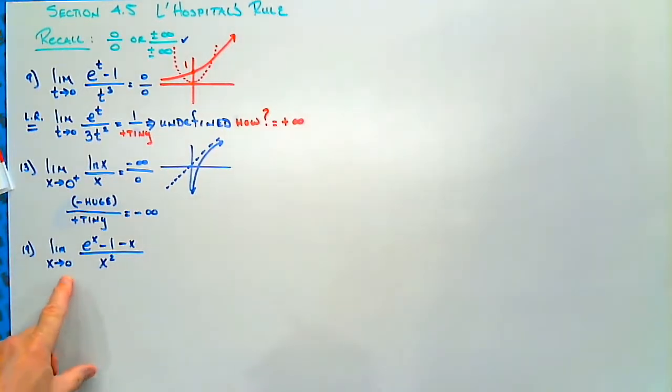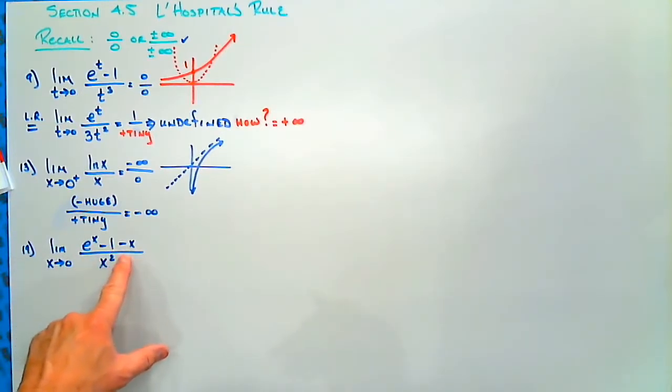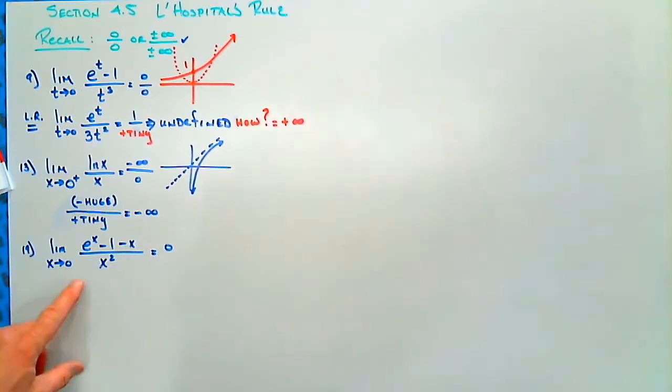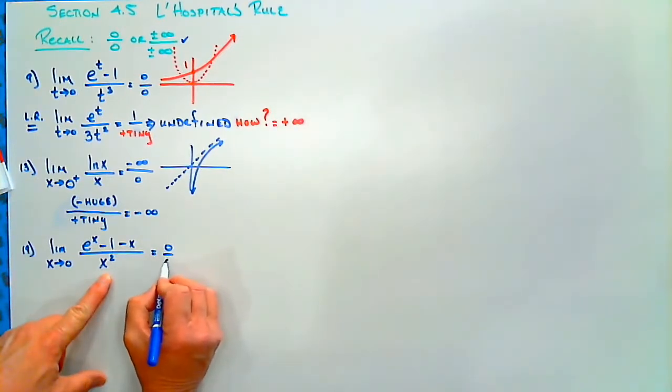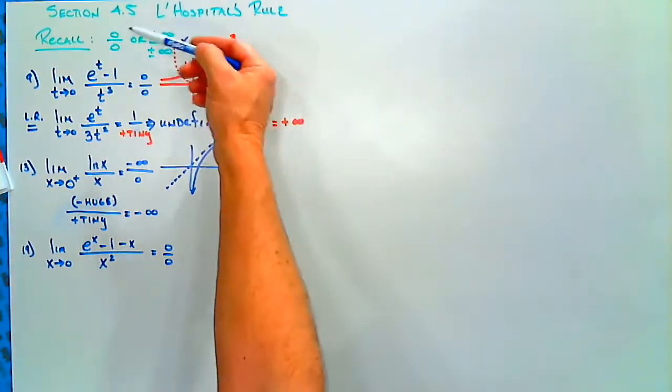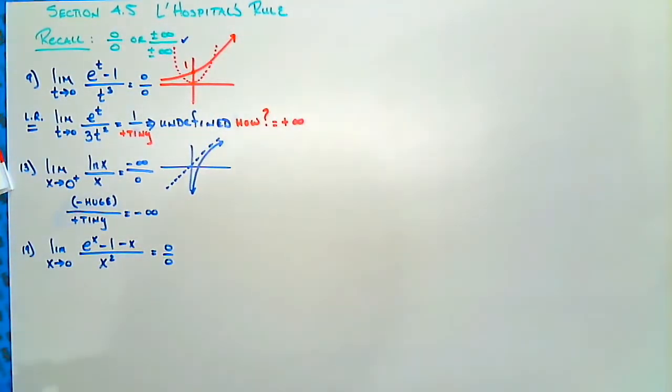If we plug in 0 here, we get e to the 0, which is 1. 1 minus 1 is 0, minus 0. So in the numerator, we get 0. In the denominator, we get 0 squared, which is also 0. So this is a candidate. It's of the form for L'Hopital's rule, so we can work with L'Hopital's rule here.